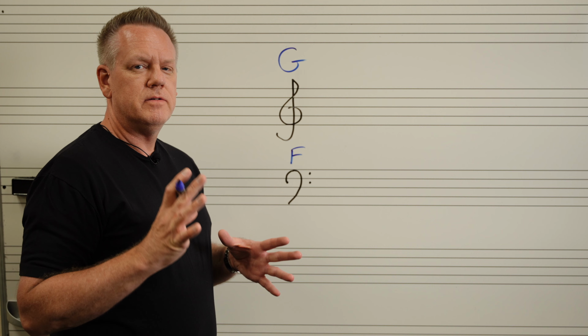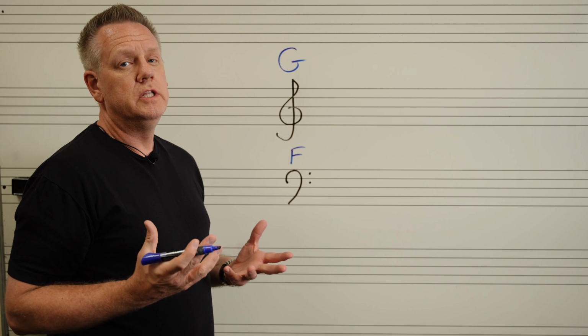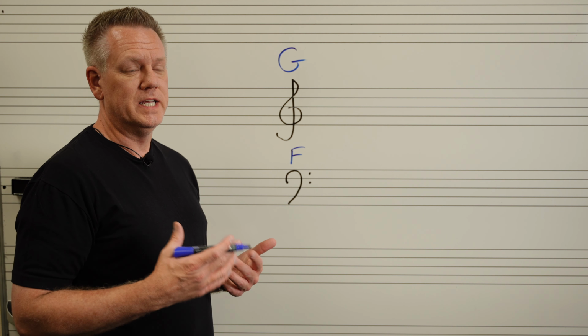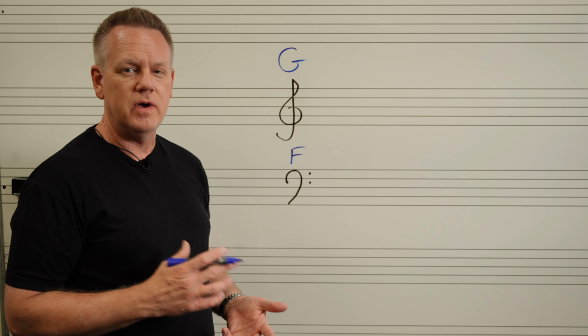Now, let's talk about lines and spaces. Keep in mind that we only use 7 letters of the alphabet, A through G. And then when we get to G, we have to start back over at A. Again and again and again. So A through G.